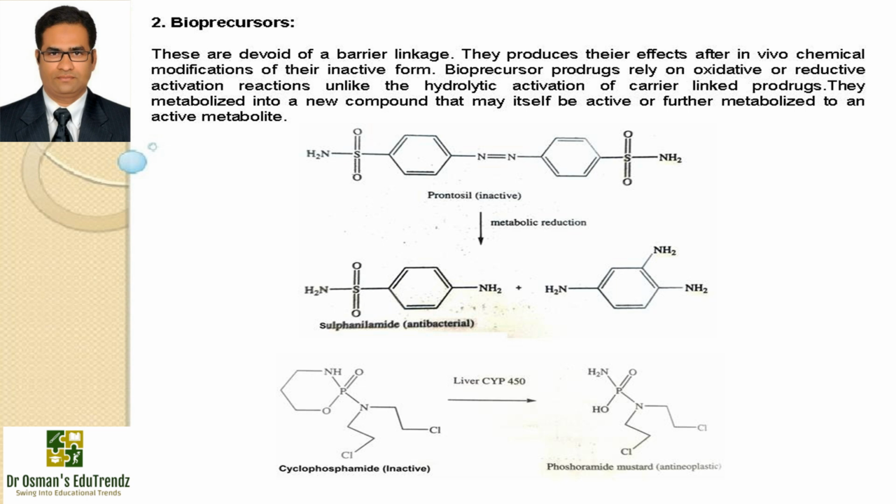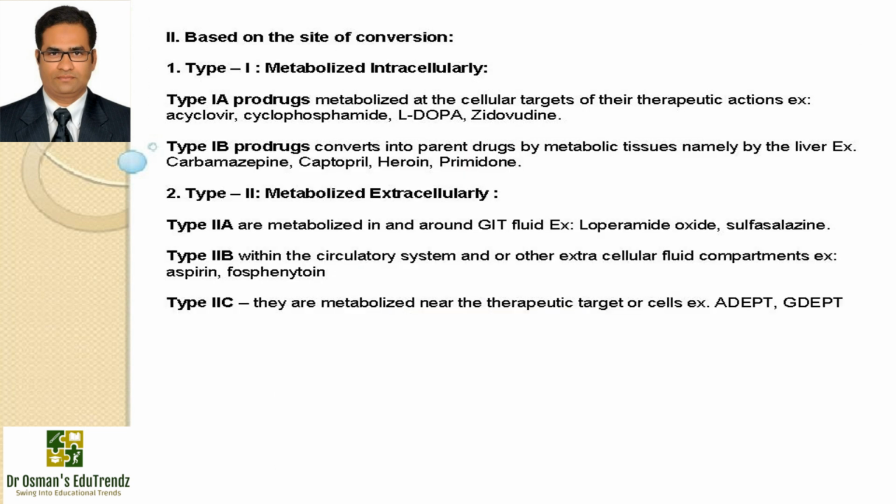An example we have is prontosil, which is inactive and it gives sulfanilamide, an antibacterial drug, as well as another drug. Also we have cyclophosphamide, which is inactive and gives phosphoramide mustard, that is the active compound, and the enzyme here is a liver enzyme. Now the second main classification, based on the site of conversion: type 1 prodrugs are metabolized intracellularly.